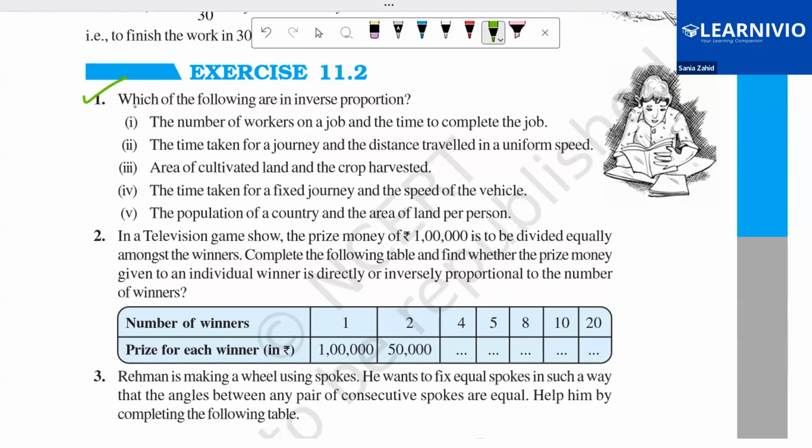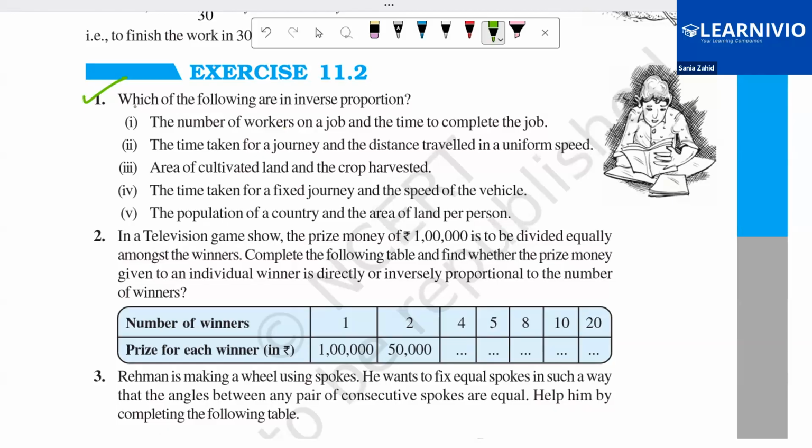Yes, ma'am. So is this inverse proportion or not? Inverse proportion. Okay, what about the second one? The time taken for a journey and the distance traveled at a uniform speed. Direct proportion. Yes, as distance increases, time also increases, so it's direct. Next, area of cultivated land and the crop harvested.